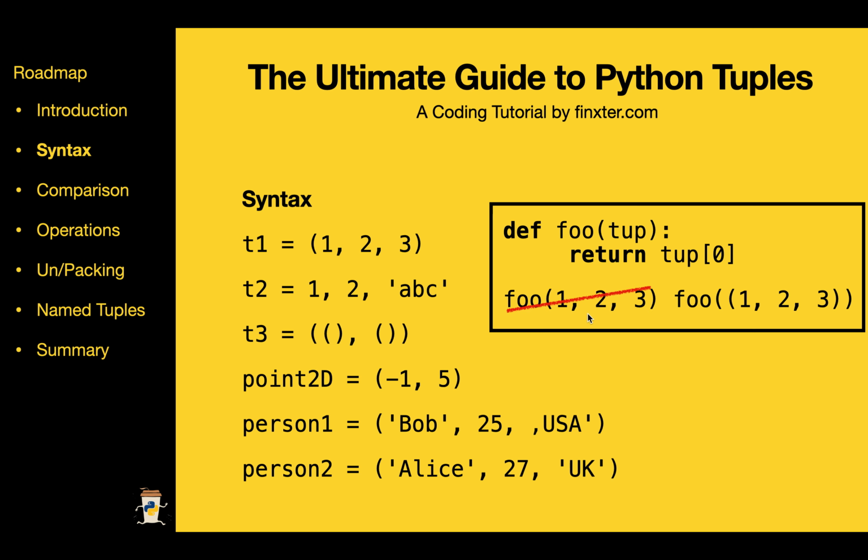But when you call the function, you have to put the parentheses around the tuple values, because if not, Python will think that you are trying to pass 3 arguments to this function in the call, but it expects only 1, so it will throw an error. So here's the thing to remember: when you call a function and you want to pass a tuple as argument in the function call, you have to put parentheses around the values.